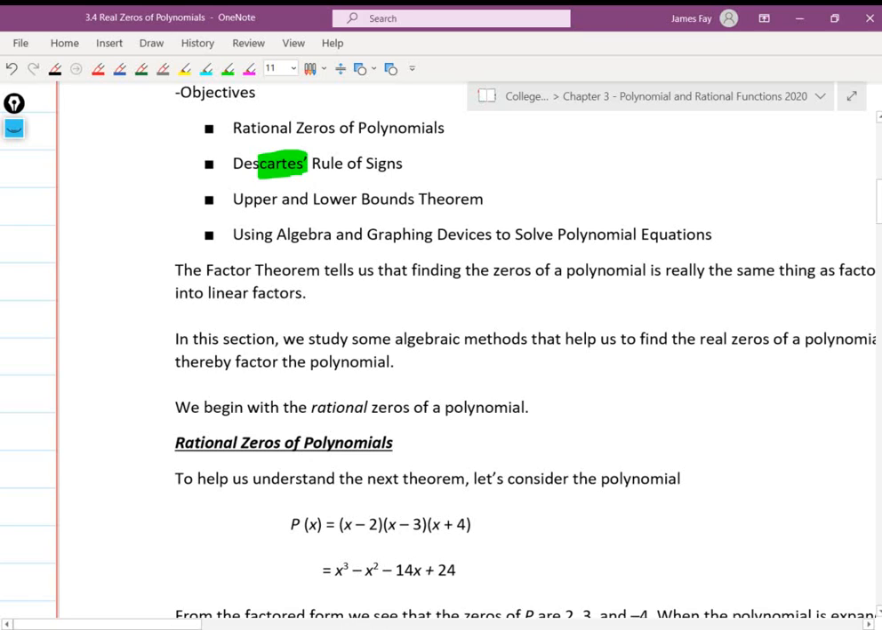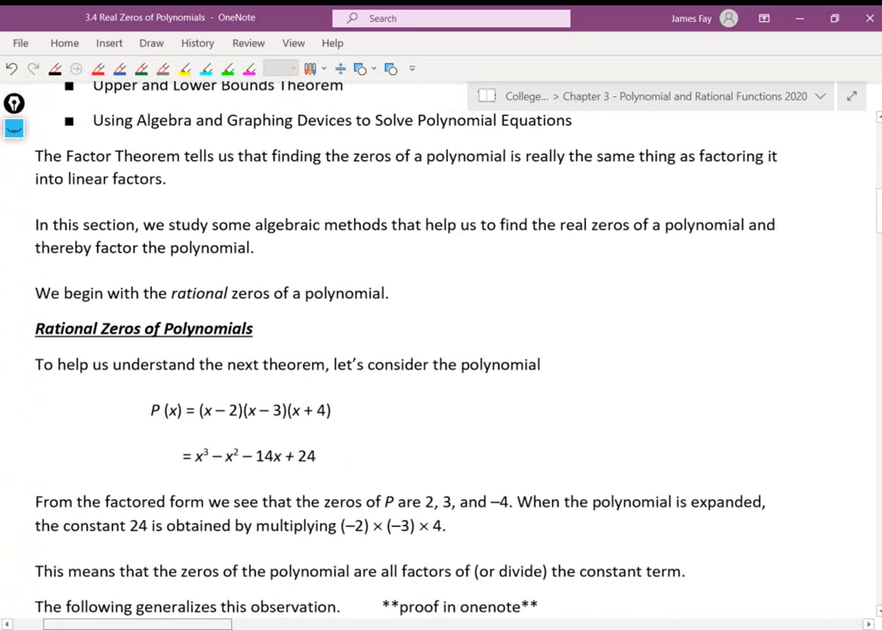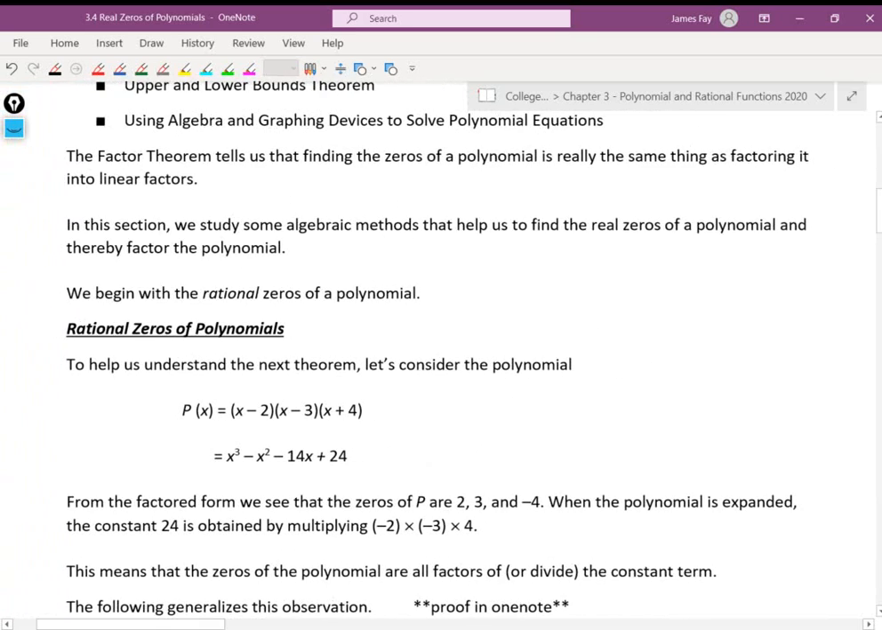So what happens here is these 2 rules are going to be tools that we use to dwindle our possible zeros list that we generate here in a little bit. Now, because of the advent of technology, a lot of people don't use those anymore, but I do want you guys to see them being used a few times. Yesterday, we learned that the factor theorem tells us that finding the zeros of a polynomial is really the same thing as factoring it into linear factors. That's what the homework is collectively trying to get us to realize.